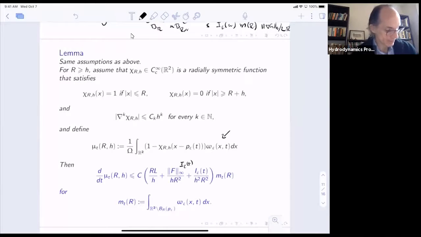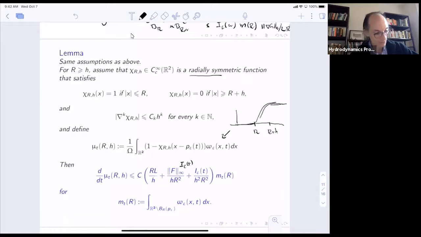Well, here's the definition. I multiply the vorticity by a certain cutoff function, and the cutoff function looks like this. It's going to be a function just of the modulus; it's a radially symmetric function. It vanishes if the distance from the center of vorticity is less than r, and it's equal to 1 if the distance from the center of vorticity is greater than r plus h. And then I assume bounds on the derivatives that are compatible with that. I think I only need the first two: the gradient scales like 1 over h, the second like 1 over h squared, with some constants.